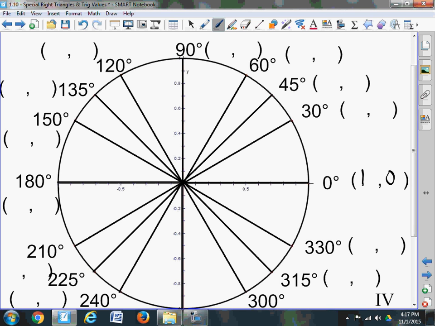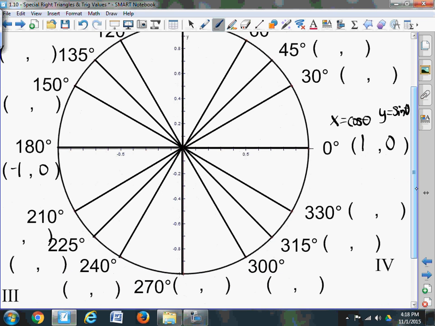Now this is a good time to remind you that x is equal to the cosine of whatever angle, and y is equal to the sine of whatever angle. All right, so this would be saying that the cosine of 0 degrees is 1, and the sine of 0 degrees is 0. Right, so this would be 0, 1, negative 1, 0, and down at the bottom, you would have 0, negative 1.